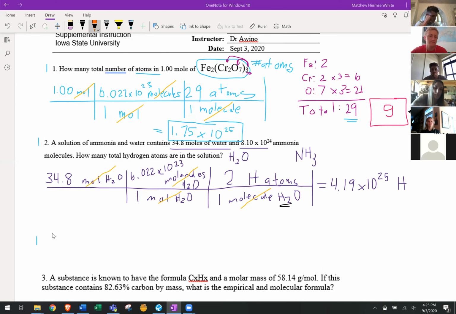Okay. Yeah, I know this is kind of weird stuff. The only way really to learn it, in my opinion, is just to do practice problems, and it'll come to you slowly. Okay, but we also had some ammonia in here. So we had 8.10 times 10 to the 24th NH3 molecules.